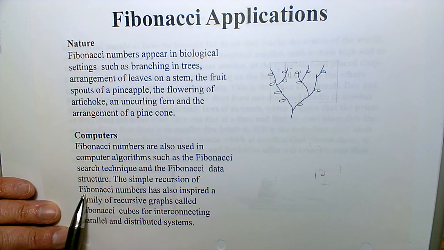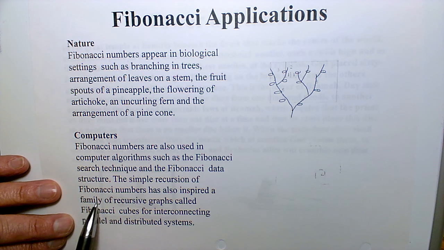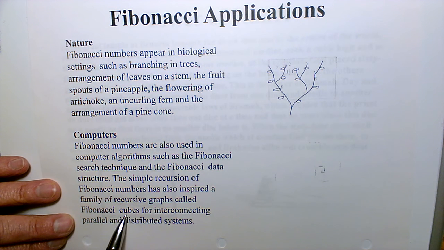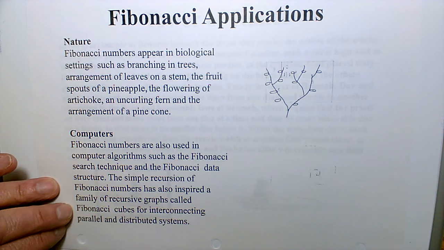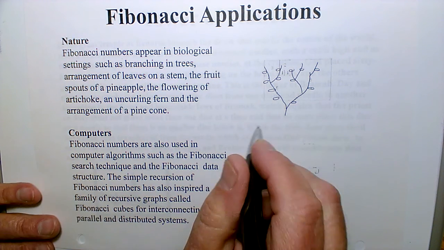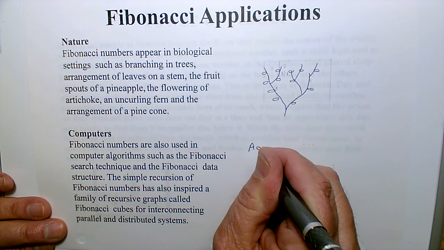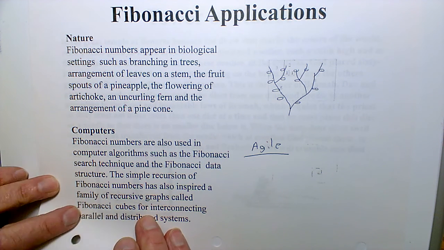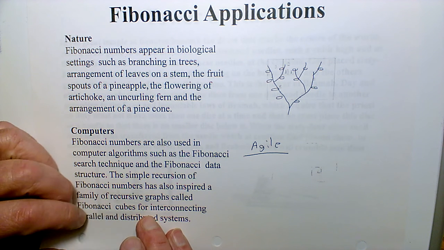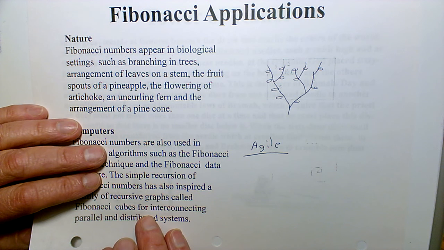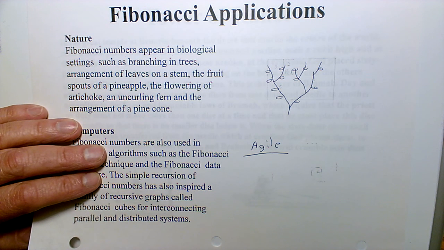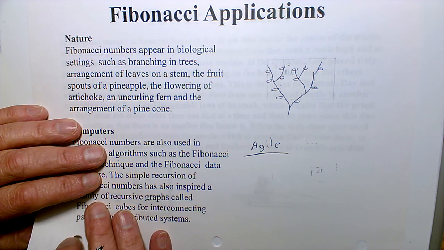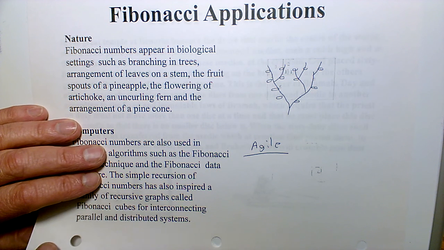There's a simple recursion of Fibonacci numbers that's inspired a family of recursive graphs called Fibonacci cubes for interconnecting parallel and distributed systems. I've recently been working with a software development technique called agile programming. And one of the things you have to do is you assign a task size to every job that you're doing. And the task sizes that you use, and sometimes we actually use little playing cards that have these numbers on them, are going to be the sizes that go 1, 2, 3, 5, 8, going along in a Fibonacci sequence.